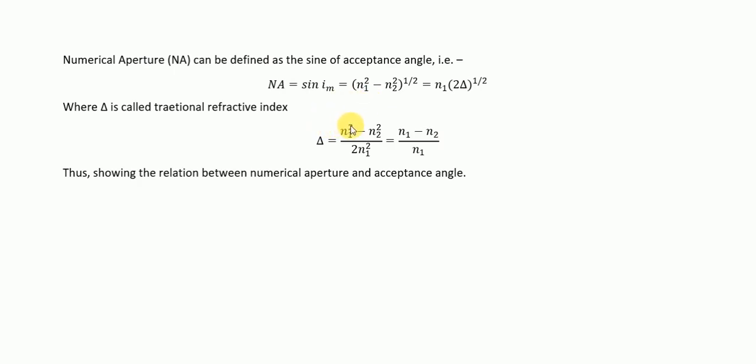Notice how the numerical aperture depends only on the refractive indices of the core and the cladding. This means higher the difference between n1 and n2, the greater the numerical aperture will be, and the more light the fiber can capture. Now, we have this delta. We can replace this in this equation to have delta equals n1 square minus n2 square divided by 2 n1 square. And then we have the index difference, which is given by delta equals n1 minus n2 divided by n1. Thus, showing the relation between numerical aperture and the acceptance angle.